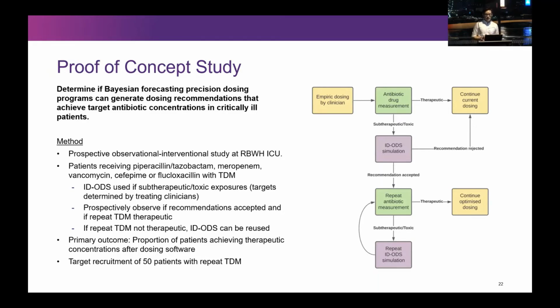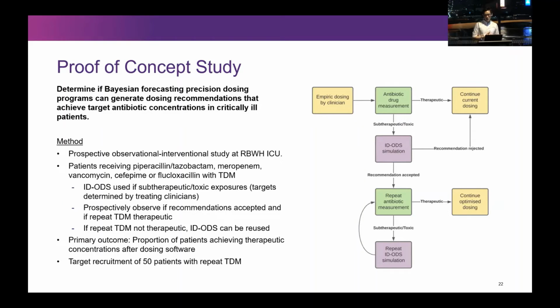We then measured the antibiotic concentrations that was a result of those empiric doses. Here, one of two things could happen. If the concentrations were therapeutic as determined by the clinicians, they would obviously just continue the dose that they were on. But if the concentration was subtherapeutic or toxic, we used the dosing software IDODS to actually make a recommendation of a dose that was predicted to get them to that therapeutic range. That option was then given to the clinicians, and they had the option of either accepting or rejecting that recommendation.